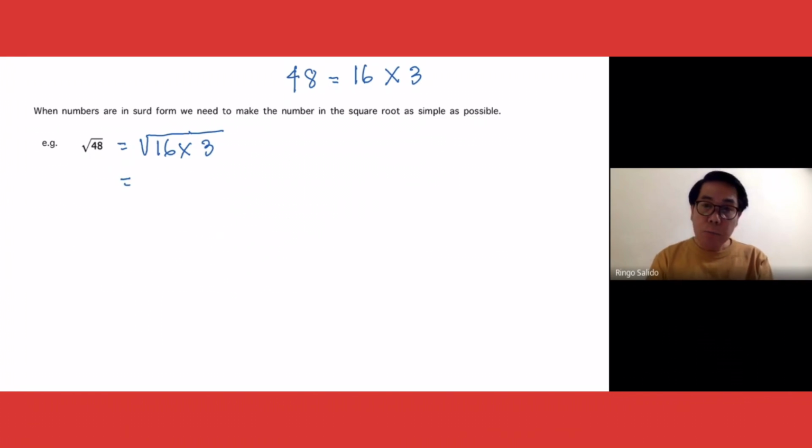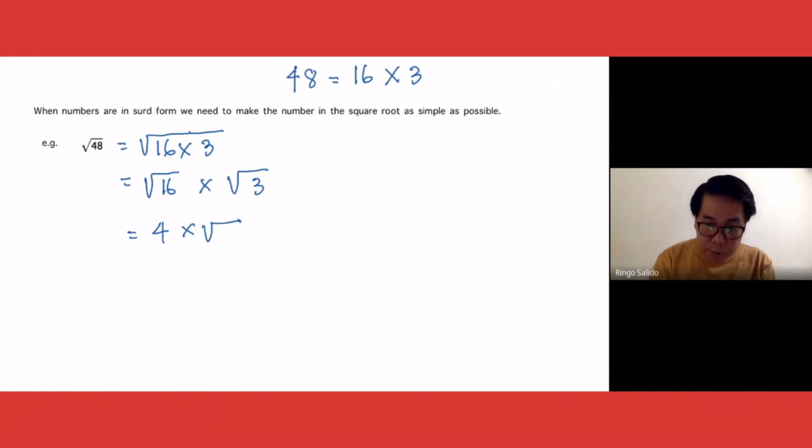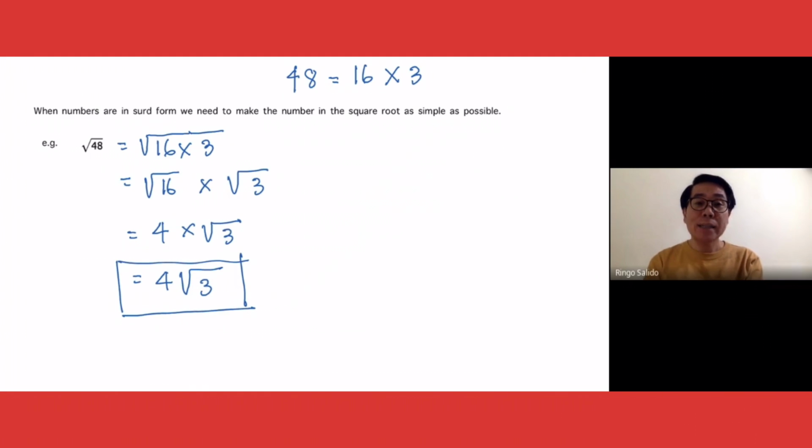Then, multiplying surds, we have square root of 16 times square root of 3, which is equal to the square root of 16 is 4, times the square root of 3, which is 4 times the square root of 3. So we have simplified the square root of 48 into 4 times square root of 3.